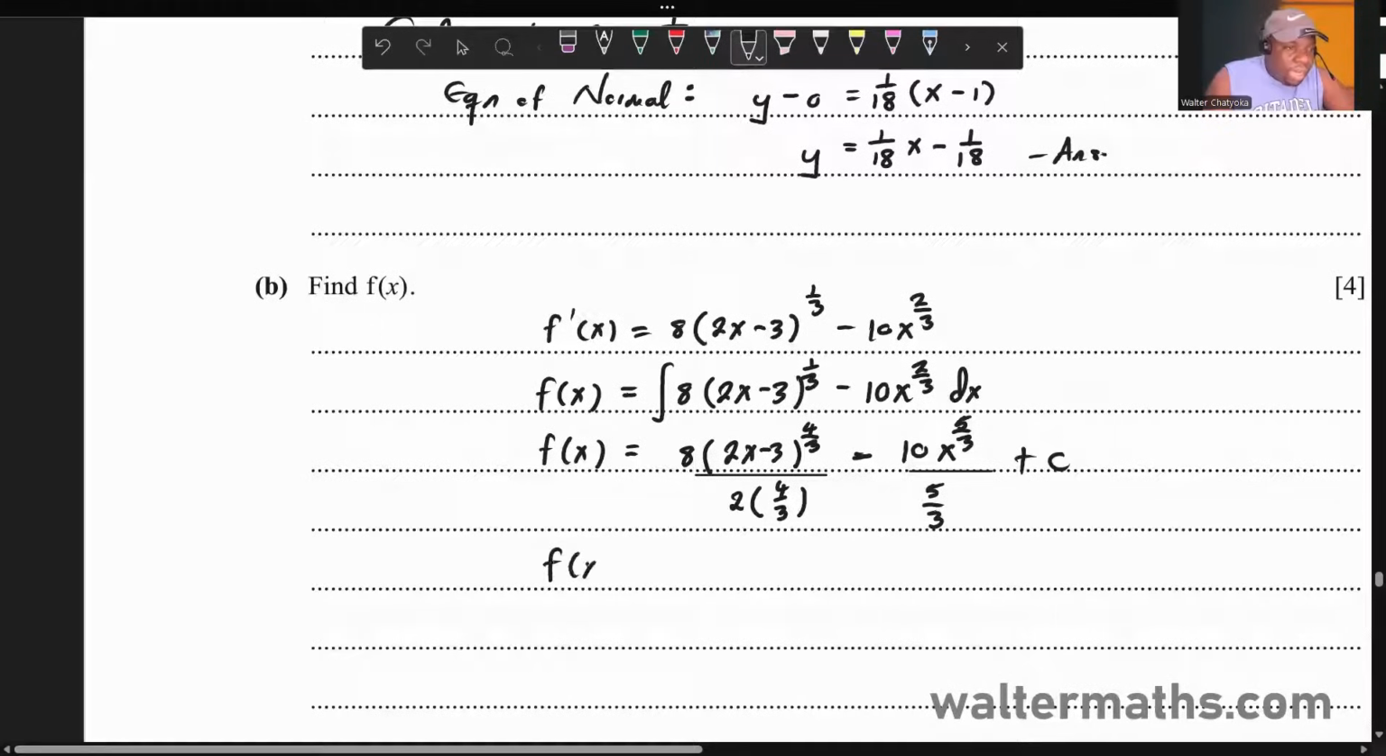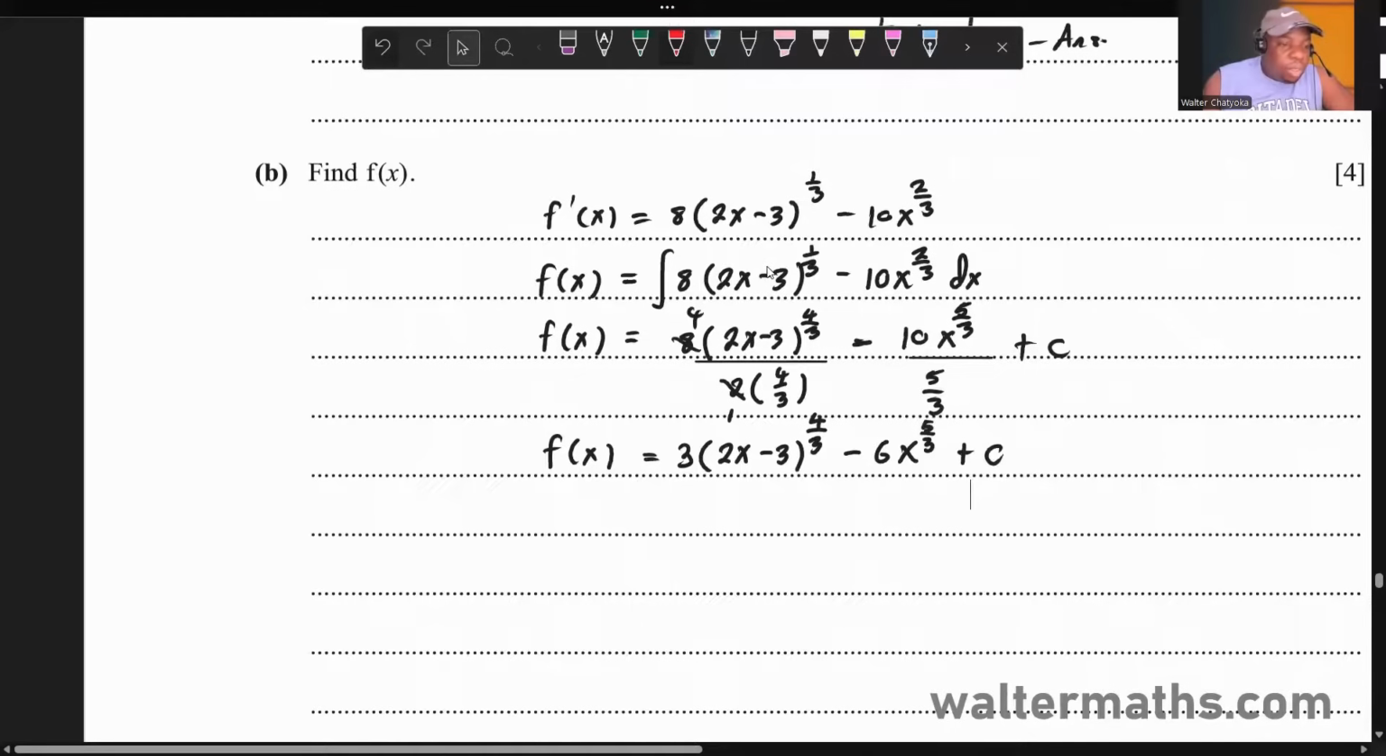So f of x will come out as, here 2 goes into 8 4 times, 4 times 3/4 would be 3. So it's 3 of 2x minus 3 to the power of 4 over 3 minus, then here 3/5 of 10, that's going to be 6. So 6x to the power of 5 over 3, and that's plus c. All right. So this is what we have.